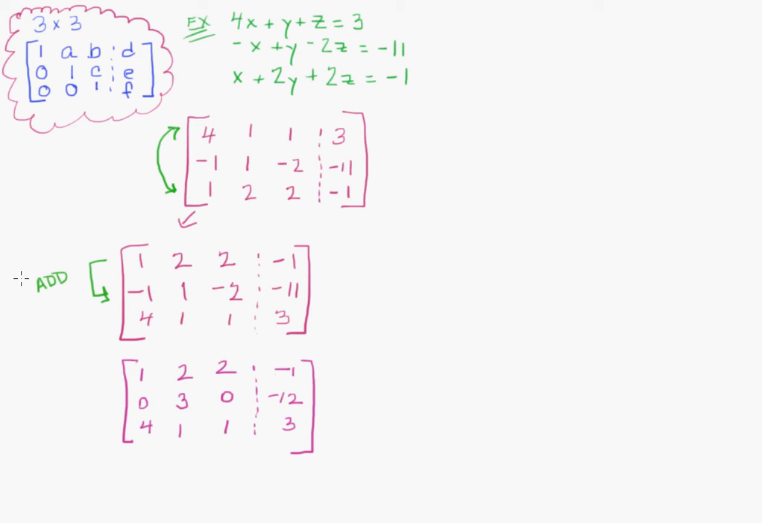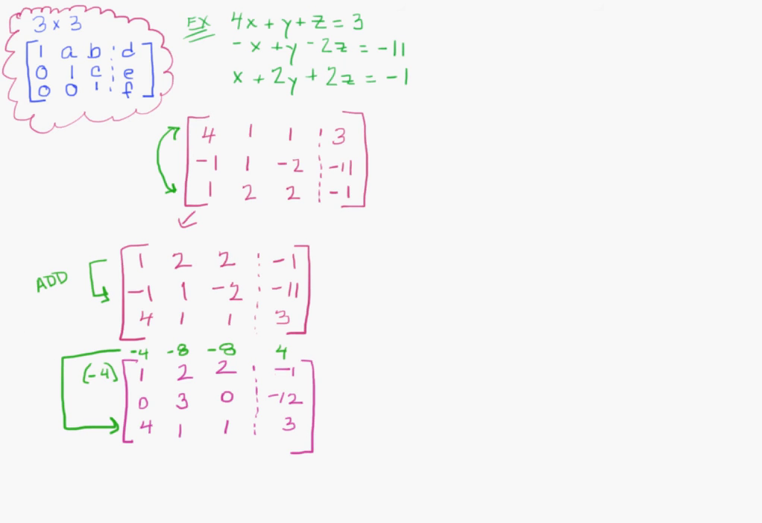So the next thing we want to do is get rid of this 4 here, because remember we have to work down the column. So I'm going to multiply the top line by -4. And so if I do that, I get -4, -8, -8, and +4. Okay, so now I'm going to add this line to the bottom line.